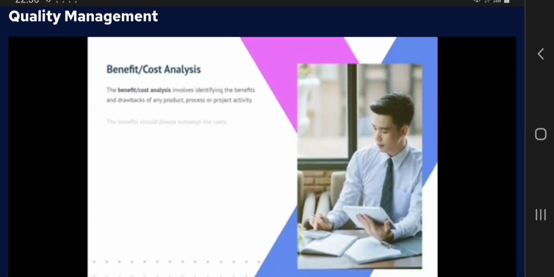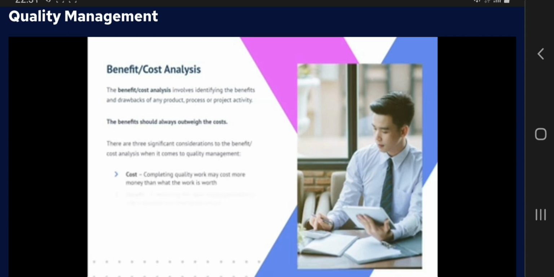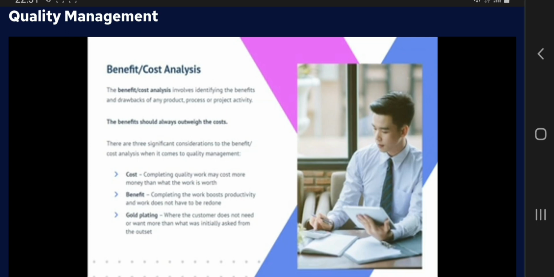Benefit or cost analysis. The benefit or cost analysis involves identifying the benefits and drawbacks of any product, process or project activity. The benefits should always outweigh the costs. There are three significant considerations to the benefit or cost analysis when it comes to quality management.